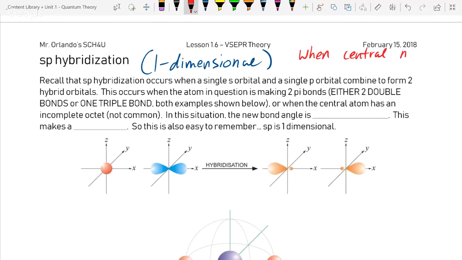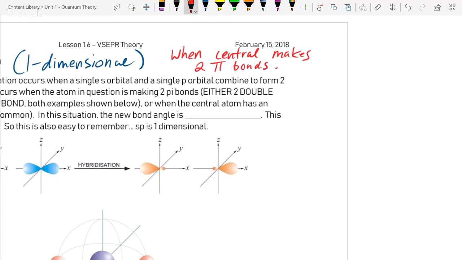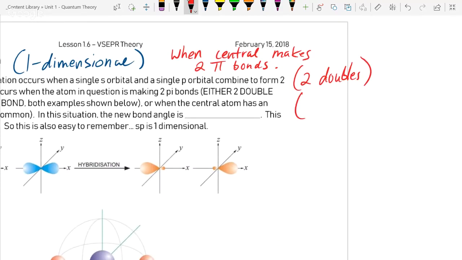Okay, so now with sp hybridization, we will see this when the central atom is making how many pi bonds? Very good. If there's 2 pi bonds, now there's 2 ways to do that, by the way. That could be 2 double bonds, because each of the double bonds would have a sigma and a pi, but it could also be a triple bond. So this could be 2 doubles, or it could be a triple.